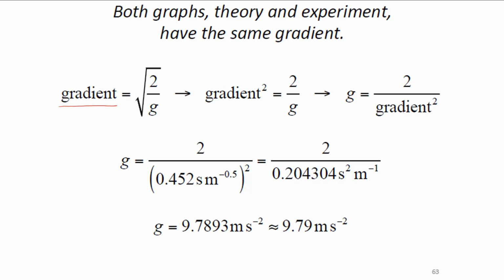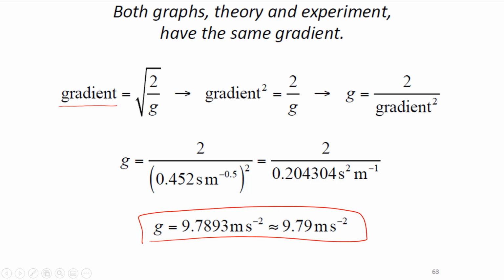And we only have one number for slope. We don't have to take an average or anything. So g is going to be equal to 2 over our slope squared, which is 2 over this value, 0.204, which is 9.79 meters per second squared. That agrees much, much better with the accepted value for the acceleration due to gravity.